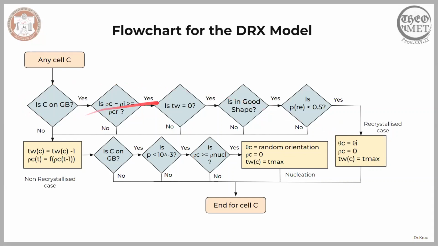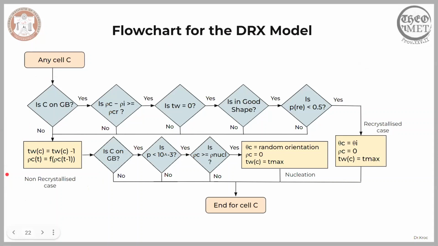So if there is no recrystallization event happening in the cell, then it essentially means that any of these criteria has not been met. Then this happens: the waiting time of each cell is reduced by 1, and the dislocation density is increased by the rate of increase, which we generally mention in the input parameters of the model. So that is the case for the event other than a recrystallization event.